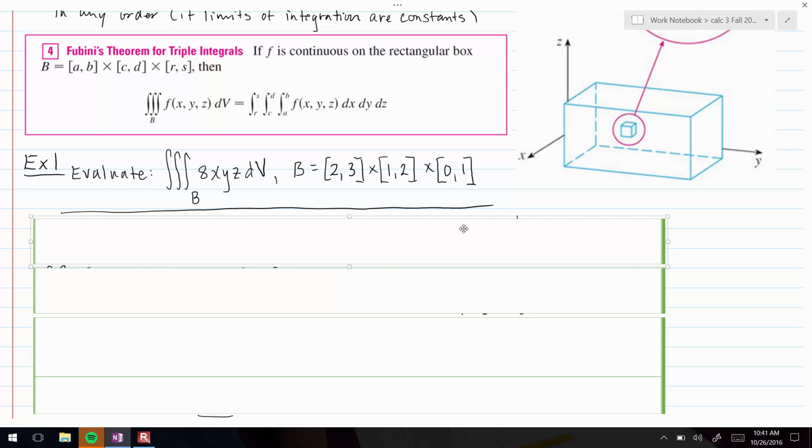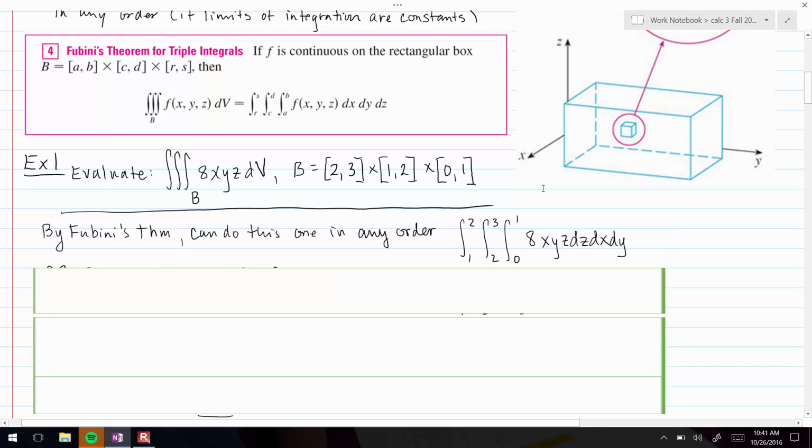Okay, so we've got a triple integral over B, which is again like the R in 2D, and our big B is representing a rectangular prism or box that's solid. It looks not so bad. We've got 8xyz. We're given our bounds. It goes x, y, z, as you'd expect. So by Fubini's theorem, there's one for our triple integrals, we can do this in any order we want.